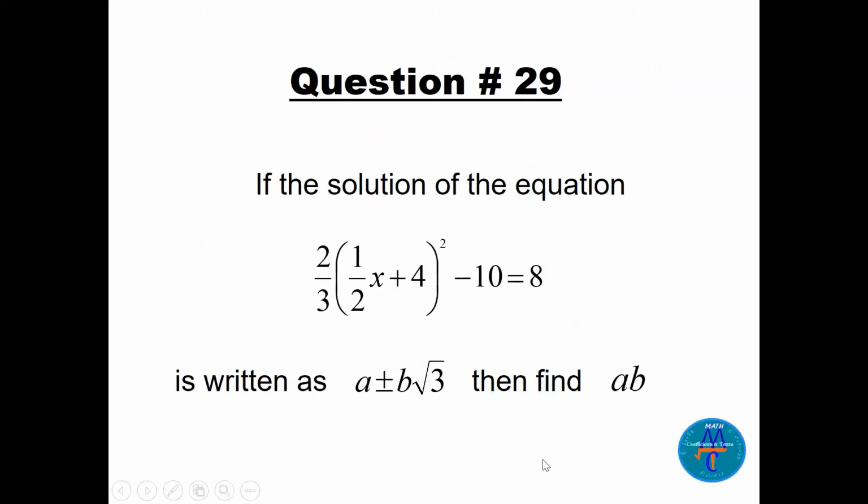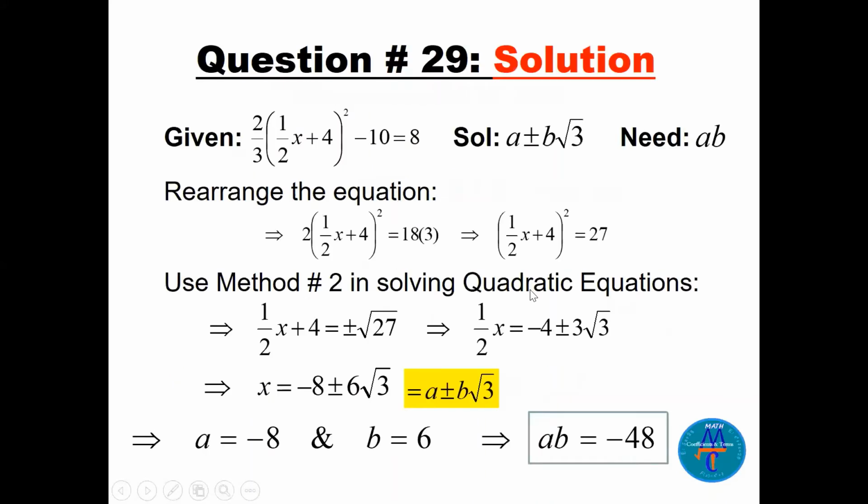Now, if the solution of this equation is written as a plus or minus b square root of 3, find a times b. Okay, so we have squared, we have 3 over 2, we have 10, we have to rearrange it. For sure, we have to rearrange it. So take 10 on the other side. Take 10 on the other side becomes 18. Multiply by 3 and then divide by 2. So that will be 27.